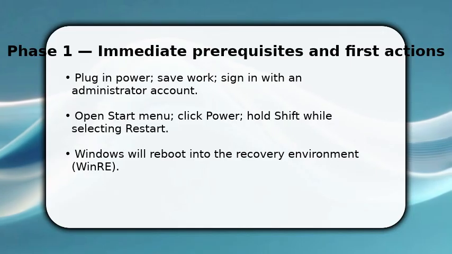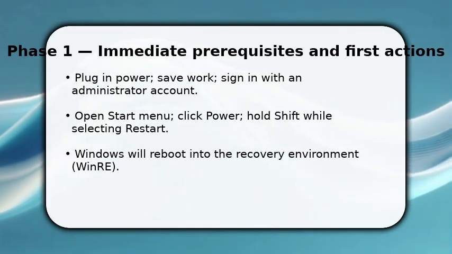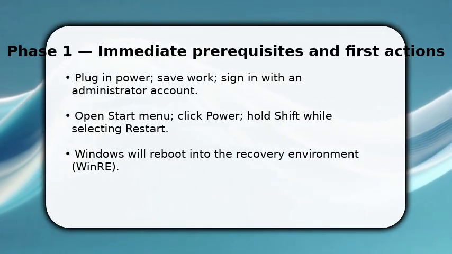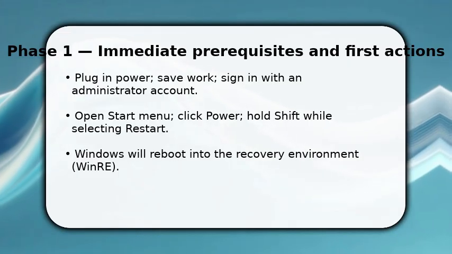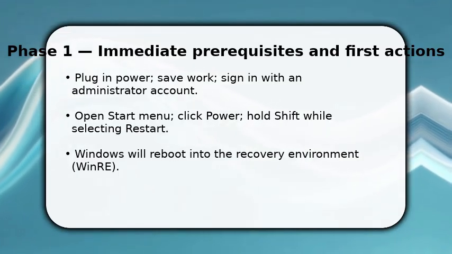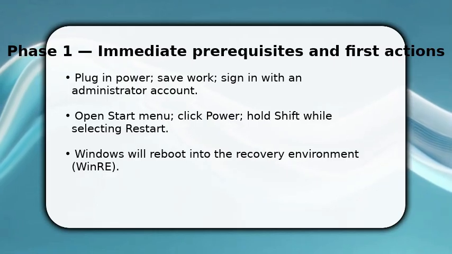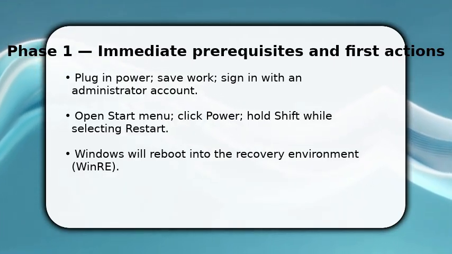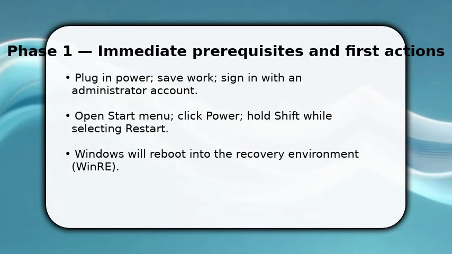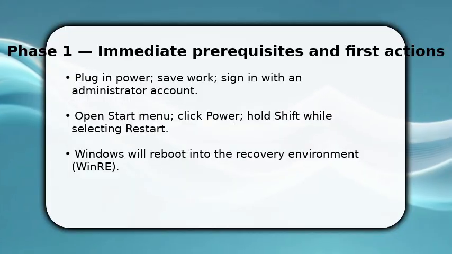You need power and an administrator sign-in to avoid interruptions. Once ready, open the Start menu and click Power. Hold down Shift and select Restart. That combination forces Windows to reboot into WinRE rather than a normal restart, which is why we use it. You get the recovery options you need without external tools.